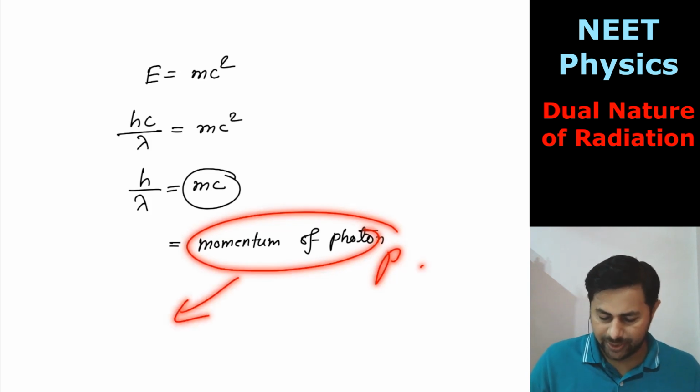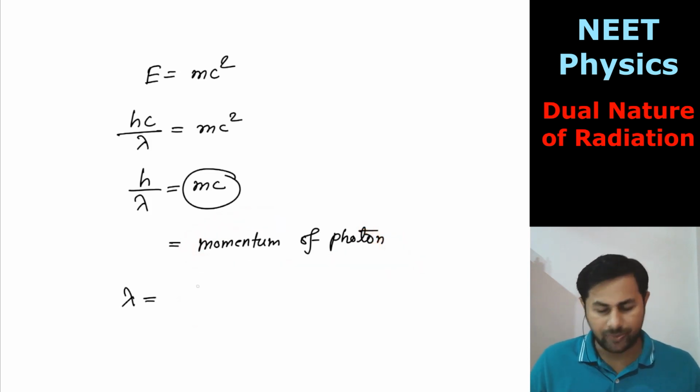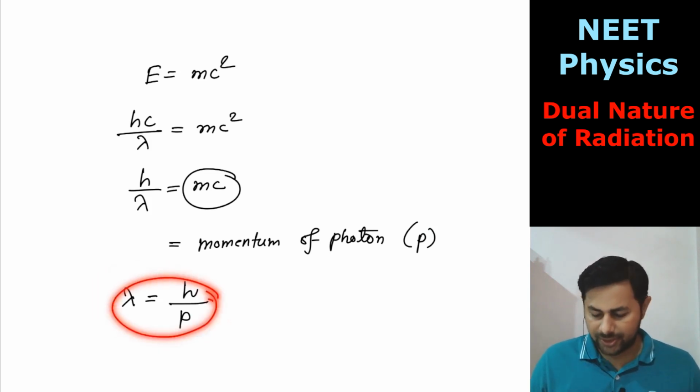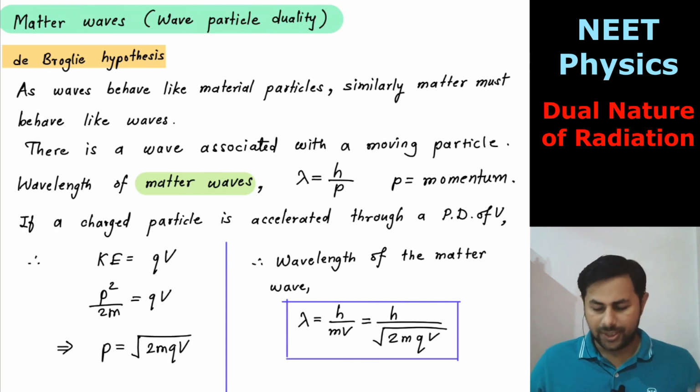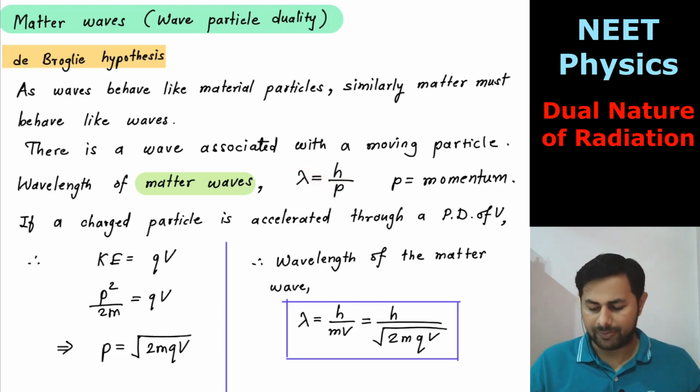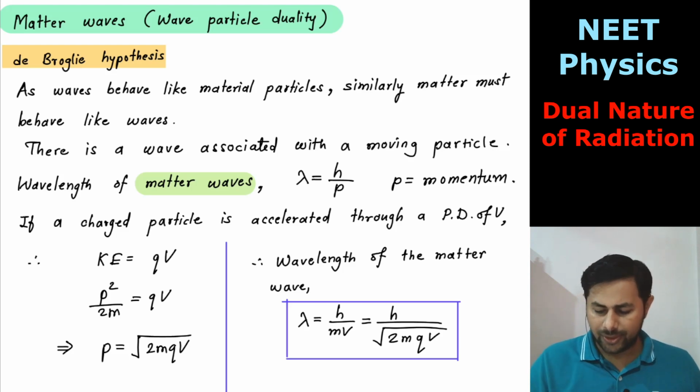Move it to this side, and what do you get? Lambda, the wavelength of the photon, can be written as h by p. This is the relation between the wavelength and momentum of a photon. Just like that, a particle having momentum p must have a wave associated with it, called the matter wave, and the wavelength of that wave is lambda equal to h by p. Is this clear, everyone?